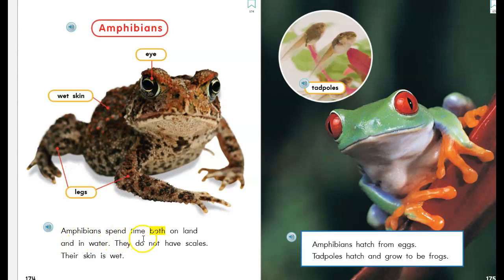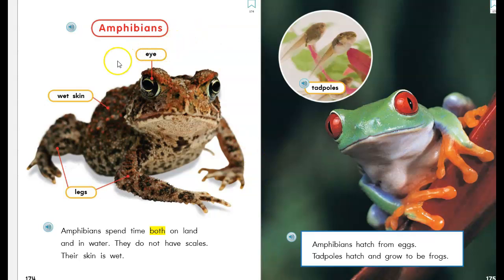Amphibians spend time both on land and in water. They do not have scales. Their skin is wet. Amphibians hatch from eggs. Tadpoles hatch and grow to be frogs.